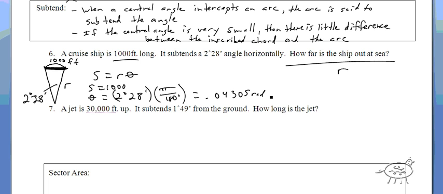You're going to keep that number in your calculator. If I plug all that in there, I get 1,000 equals theta, which is 0.04305, times R. That number is still in your calculator, so you're going to divide both sides by that. In your graphing calculator, you're going to say 1,000 divided by answer.